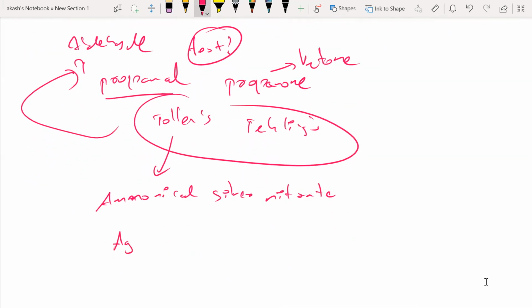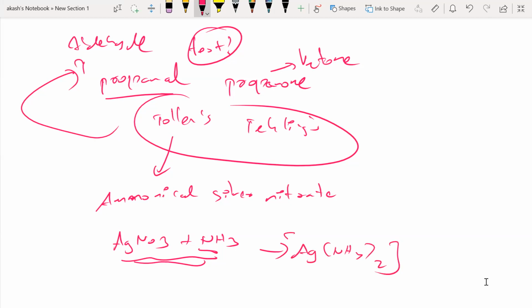How do you make this? You take AgNO3, silver nitrate, and make it react with ammonia. This is ammoniacal silver nitrate. NH3 with AgNO3, and what is it going to form? It forms this coordination complex, which is exactly your Tollens reagent: Ag(NH3)2 plus.